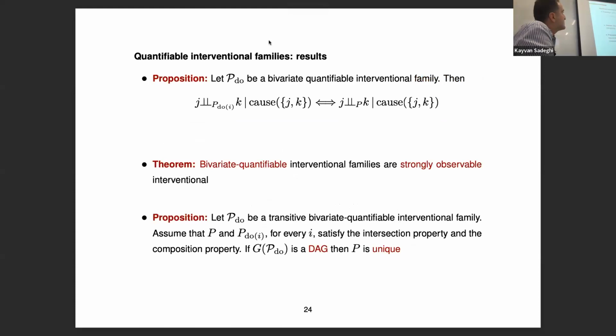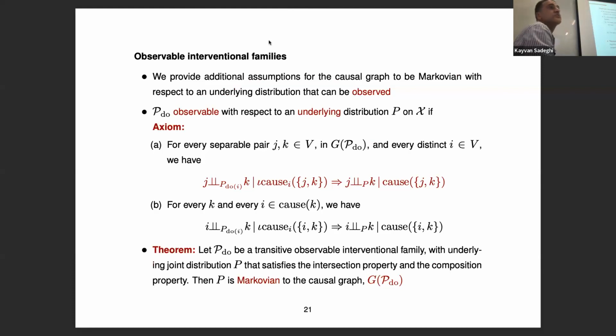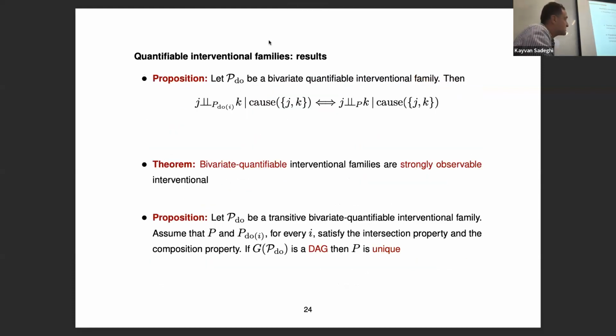Then I can show some results under this axiom. The first one is that independencies are preserved under quantifiable intervention. If J is independent of K given causes in do I, then J is independent of K given causes in P. Therefore, bivariate quantifiable interventional families are strongly observable. So this axiom implies the previous axiom about observable distributions, and therefore we still have the Markov property I discussed. Another thing: if the graph is a DAG, then this P is uniquely identified. That requires no latent variables, which makes sense because many different types of latent variables could lead to the same thing, so of course it can't be unique. But for a DAG, this P is unique under intersection and composition. Does that make sense?